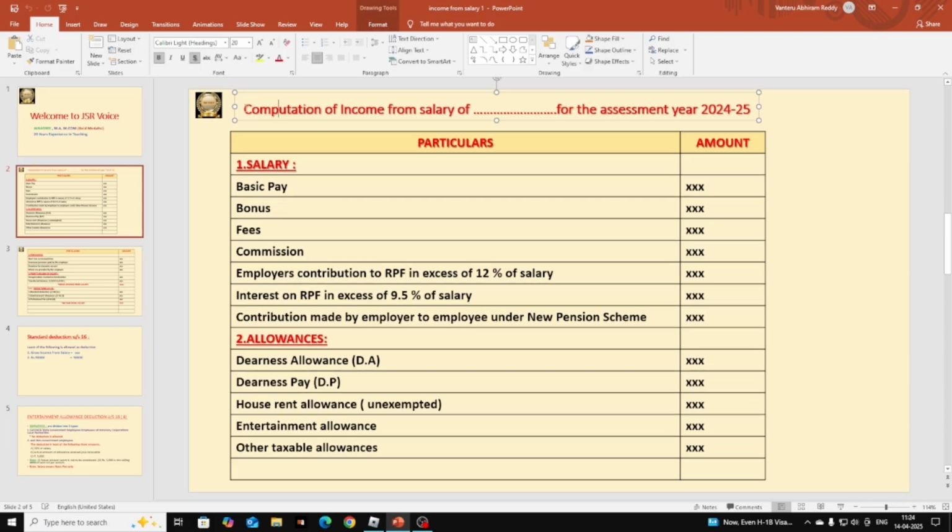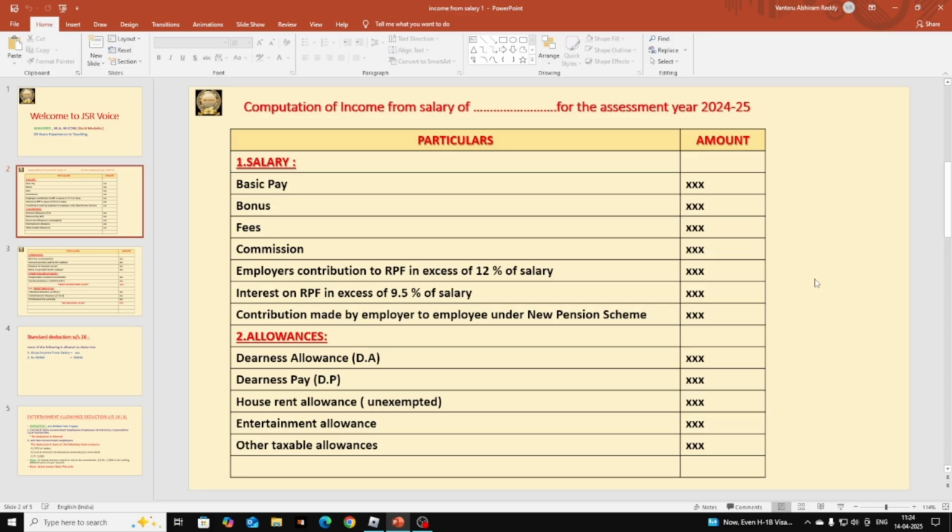Okay. So this is the heading, computation of income from salary of. There you should write the name of the assessee, and after that, for the assessment year 2024 and 25. Under that you have to draw columns, particulars, amount, and you should fill in all the items in the order one by one. This is a format of calculation of income from salary of one assessee.